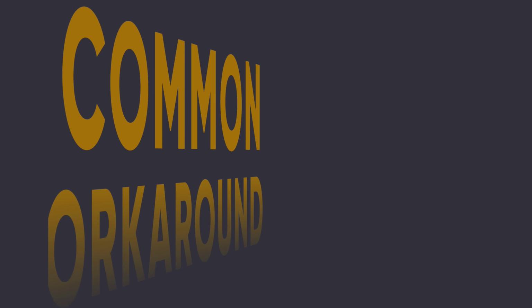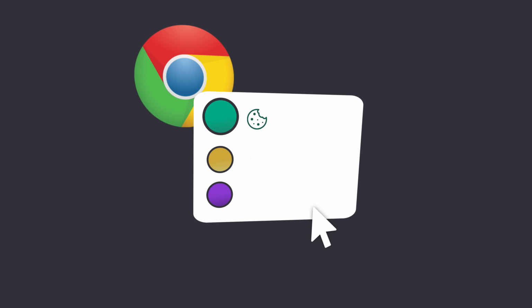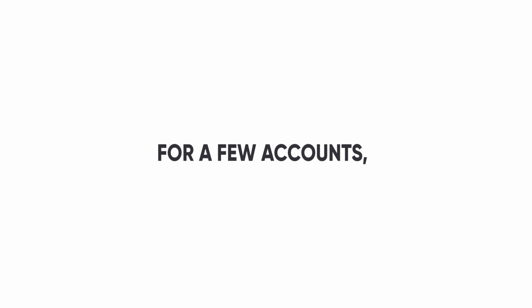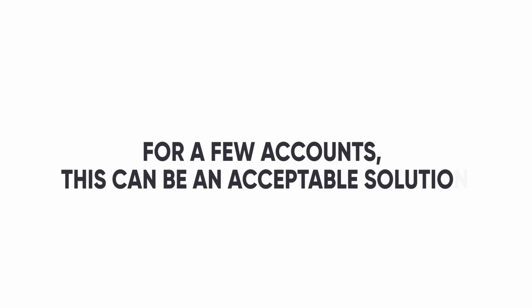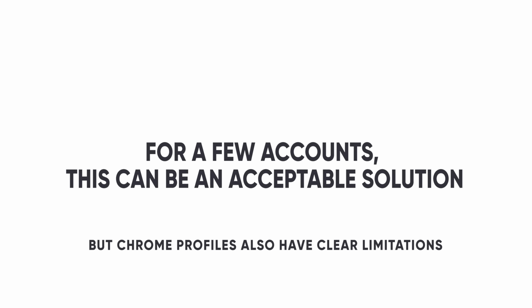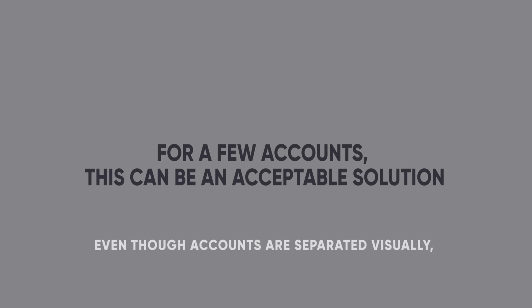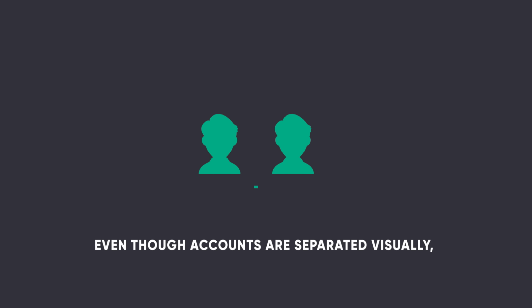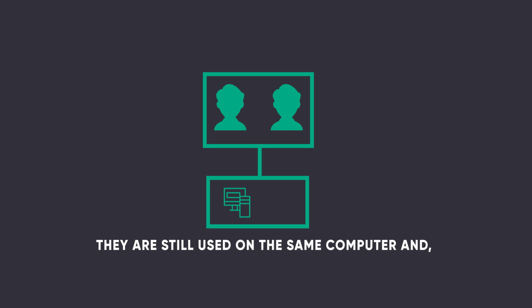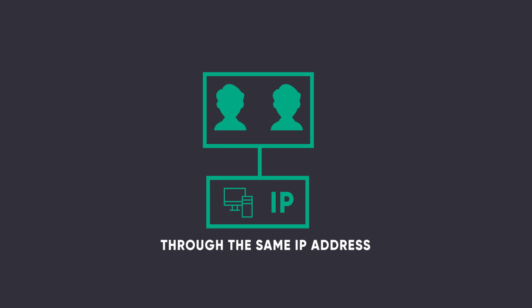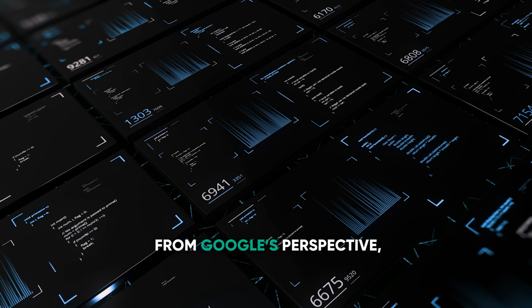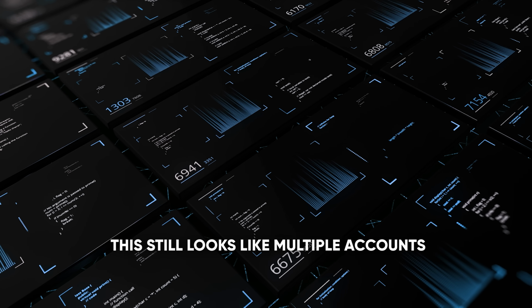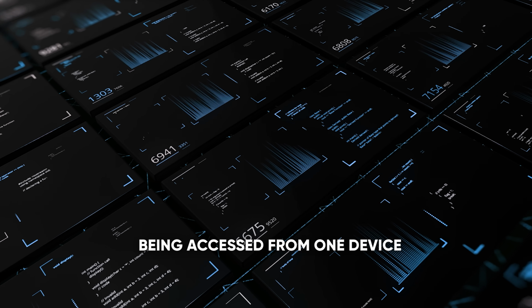A common workaround is using separate Chrome profiles. Each profile keeps its own cookies and login sessions, which already makes things a bit cleaner and reduces confusion. For a few accounts, this can be an acceptable solution, but Chrome profiles also have clear limitations. Even though accounts are separated visually, they are still used on the same computer and, in most cases, through the same IP address. From Google's perspective, this still looks like multiple accounts being accessed from one device.